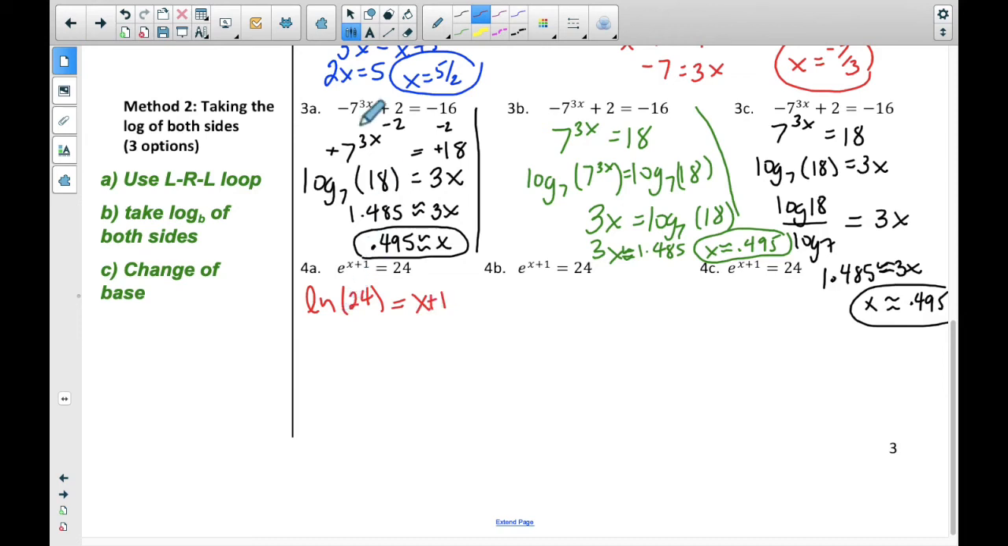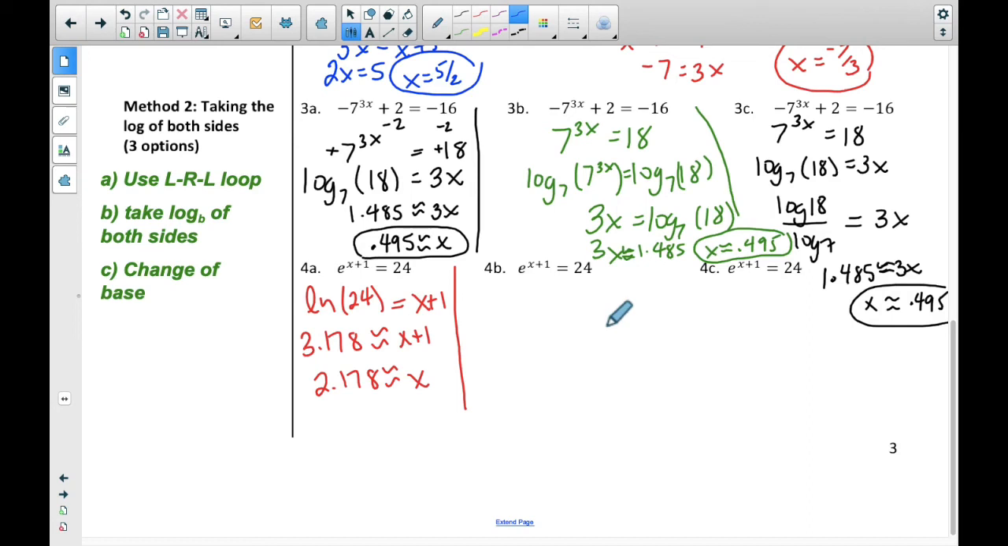I changed it just like I did here. I changed it to exponential form. When we talk about e, we're talking about natural log. So the natural log of 24 is equal to x plus 1. And so now, again, I'll put this on my calculator. I'll see what I get from the natural log of 24. And so I get 3.178 on my calculator. I subtract that 1, and so my final answer is 2.178.